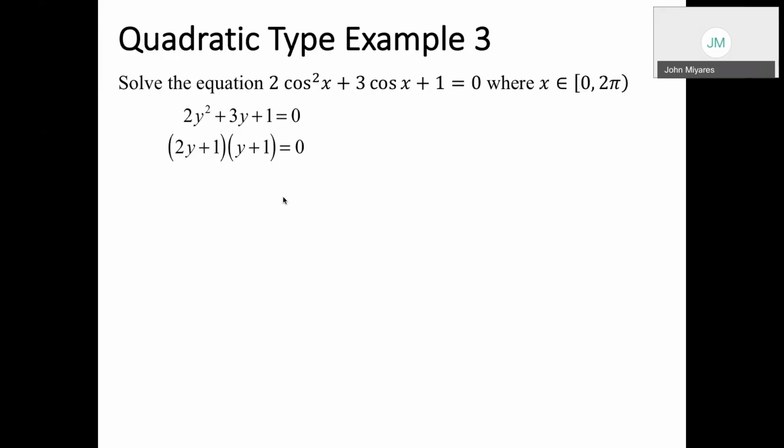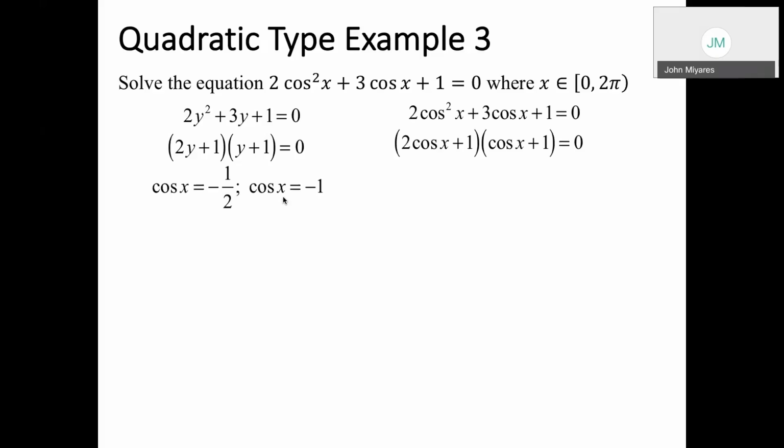Following that same pattern means that when I have 2 cosine squared x plus 3 cosine x plus 1 equals 0, that must factor as 2 cosine x plus 1 times cosine x plus 1. Now you want to set each piece equal to 0 and solve for x. In the first factor, we subtract 1 and divide by 2 to get cosine of x equals -1/2. In the second factor, you just subtract 1 from both sides to get cosine of x equals -1.